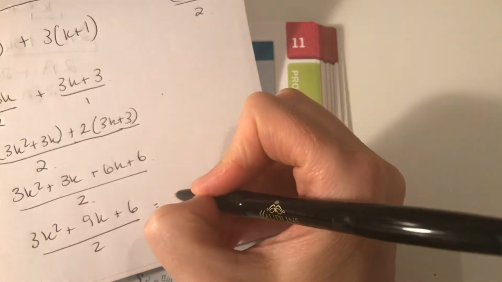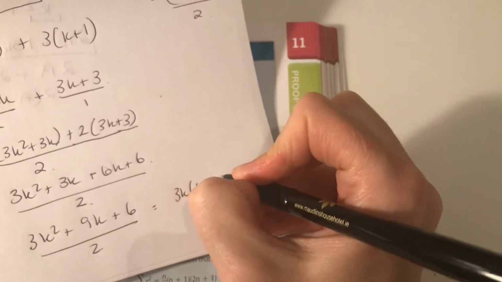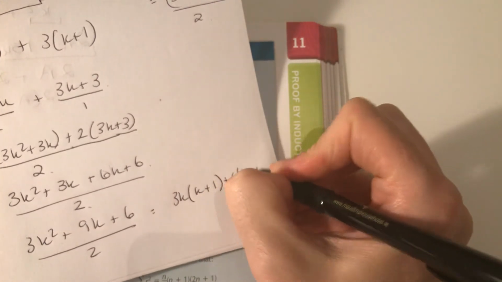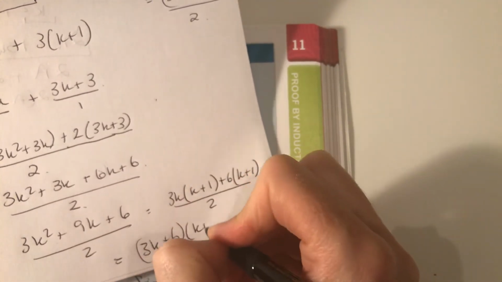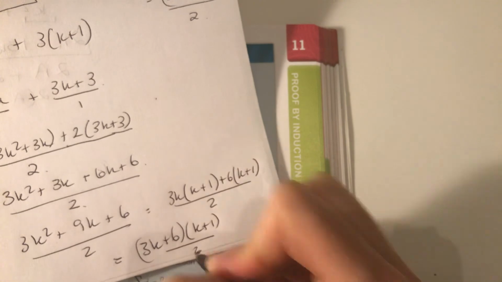This is why I was saying you can see a faster way to do it already if you were keeping an eye out as you were going along. So I'm actually going to just go back to this line, take my 3k out in common, and I'm left with k plus 1 plus 6 into k plus 1. That's all over 2. And that's equal to 3k plus 6 times k plus 1 all over 2.